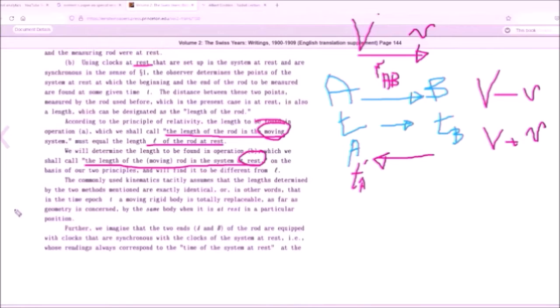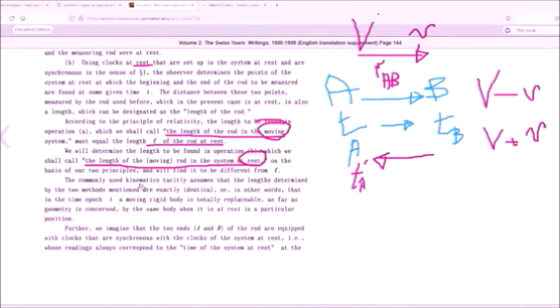Why is he measuring the length of the rod? Because he wants to find a connection between the distance between the two clocks and the timing of the two clocks, and he wants to link that to the speed of light on the basis of the two principles, and we'll find it to be different from L. Why is it different from L? Because there is a relative speed.